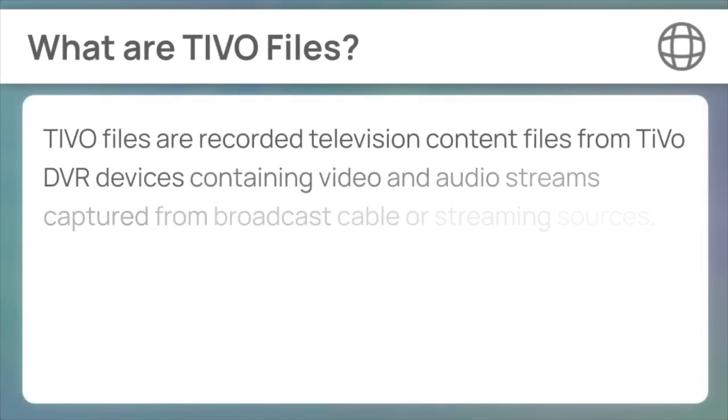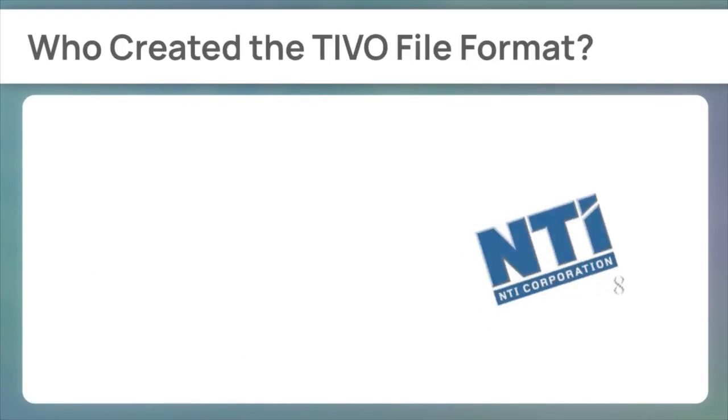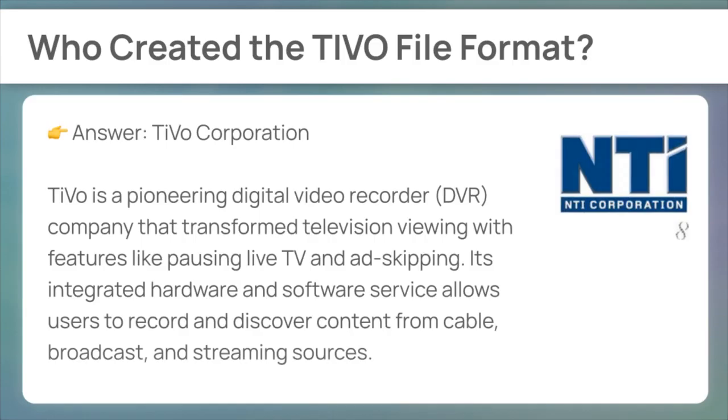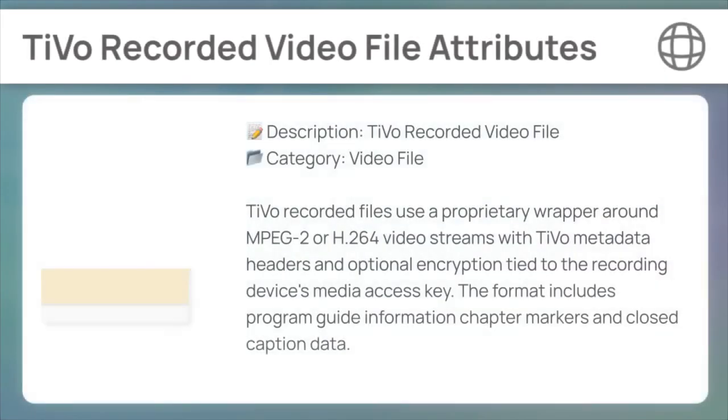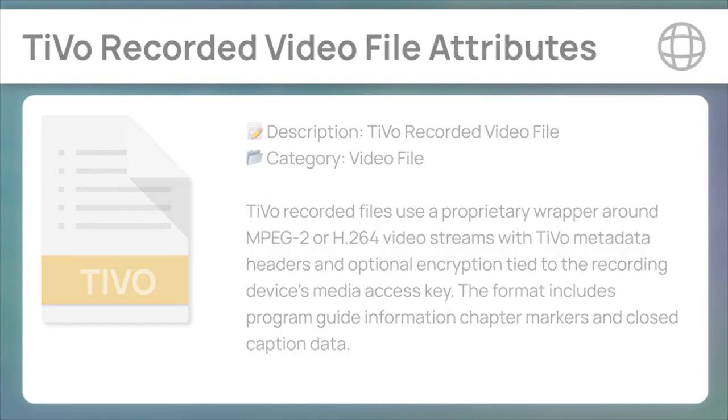TIVO files are recorded television content files from TiVo DVR devices containing video and audio streams captured from broadcast cable or streaming sources. They use TiVo's proprietary container format with optional copy protection limiting playback to authorized devices and software. TiVo recorded files use a proprietary wrapper around MPEG-2 or H.264 video streams with TiVo metadata headers and optional encryption tied to the recording device's media access key. The format includes program guide information, chapter markers, and closed caption data.